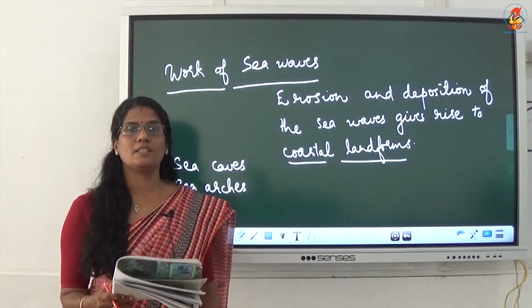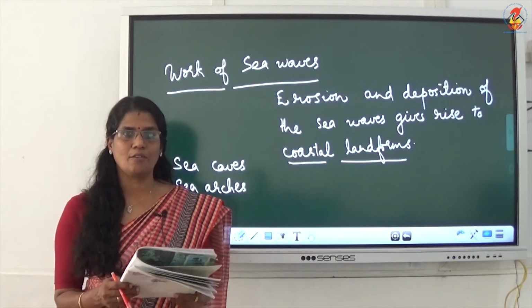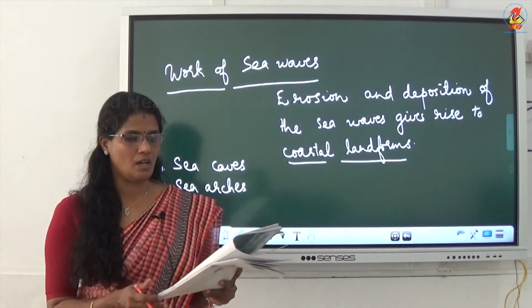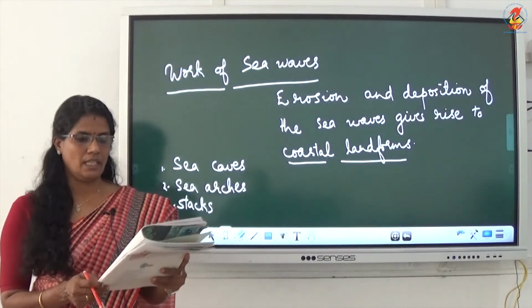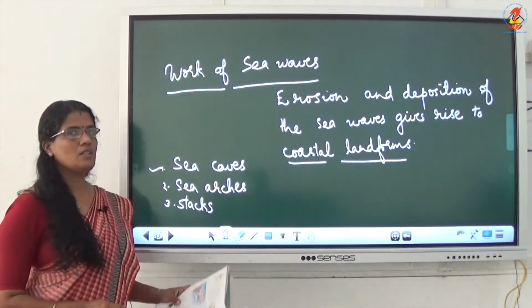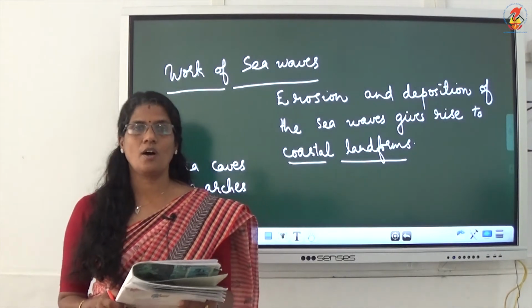Now when sea waves continuously hit a rock, what happens? Cracks are formed. When these cracks become larger and larger, it causes what? Sea caves are formed. Children, underline that sentence, page number 16. Work of sea waves.